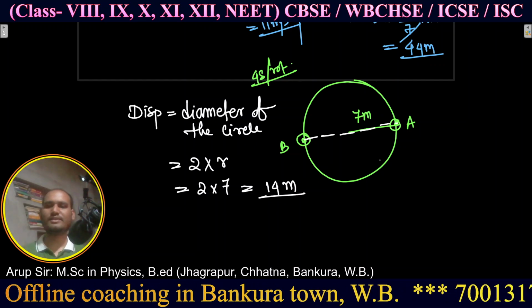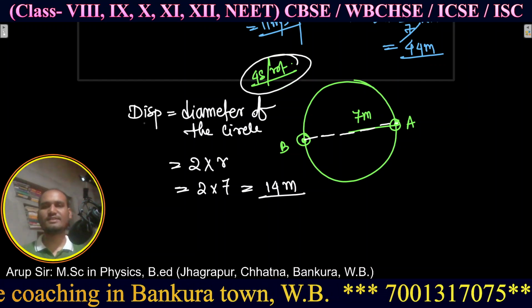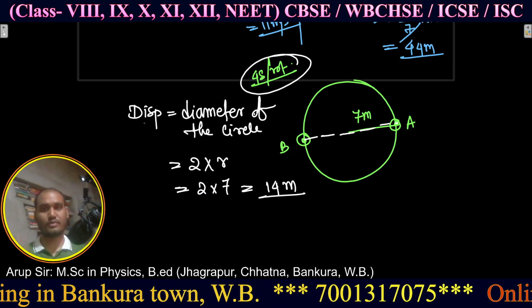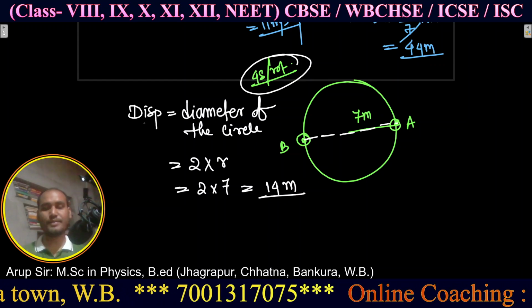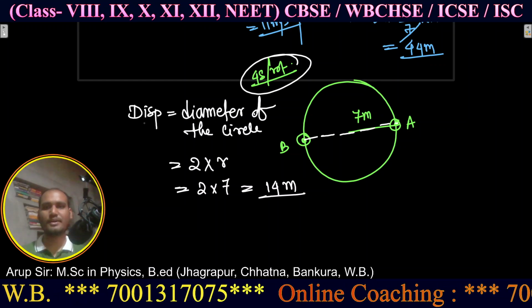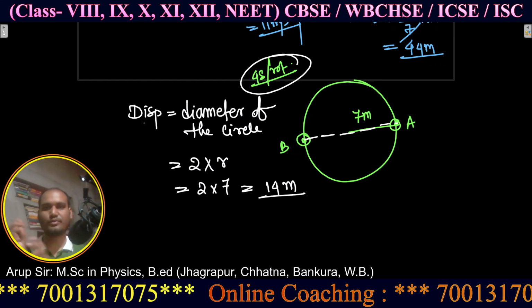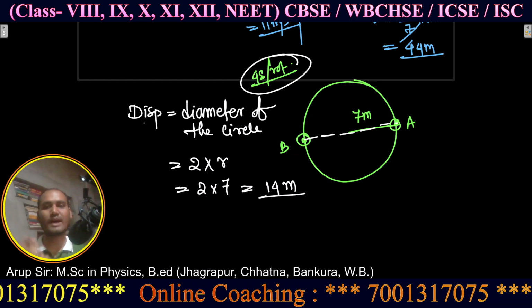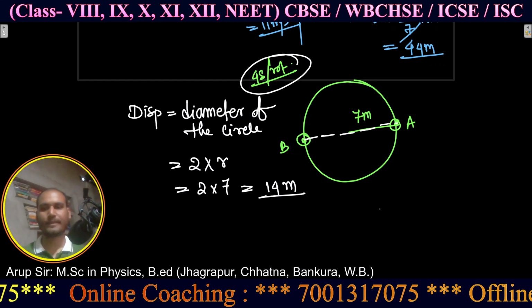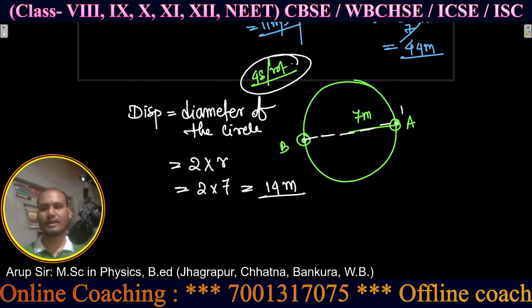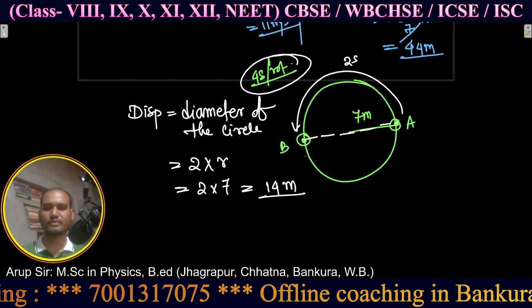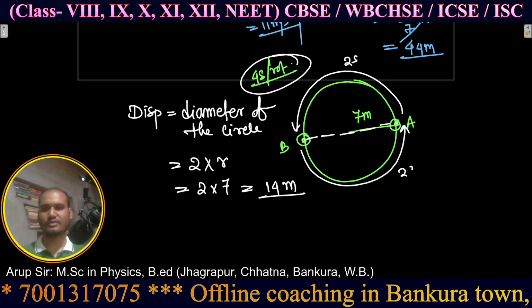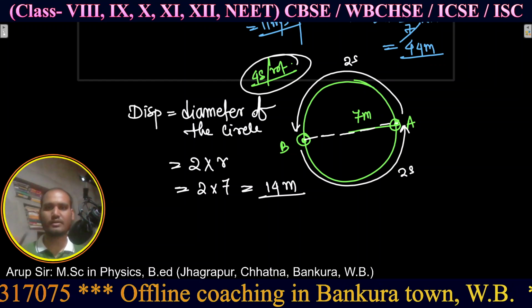Now one thing is that 4 seconds it is taking for full rotation. For one complete rotation it is taking 4 seconds. Since it is half rotation, obviously half time will take. If it is 4 seconds for complete rotation, then for half rotation how much? 2 seconds. So time taken for coming from A to B is 2 seconds. For this one it is 2 seconds, for this one it is 2 seconds. So 2 seconds, 2 seconds, 4 seconds total for a complete rotation.